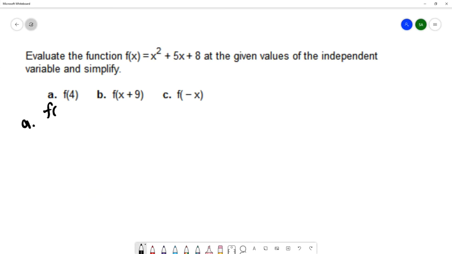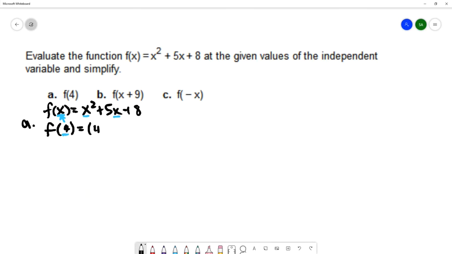And we have our function f of x equals x squared plus 5x plus 8. And in part A, we want to find f of 4. So you'll notice that inside the parentheses, we're labeled f of x. That's for the variable that we're using. And f of 4 is telling us what to substitute in for that variable. So every time we see x, we want to change that to a value of 4.